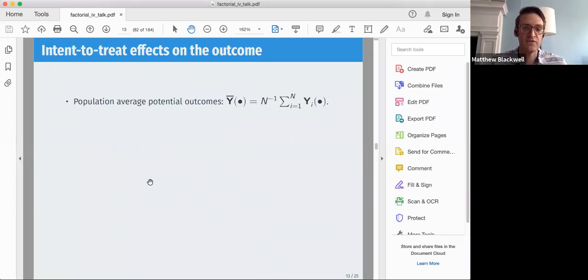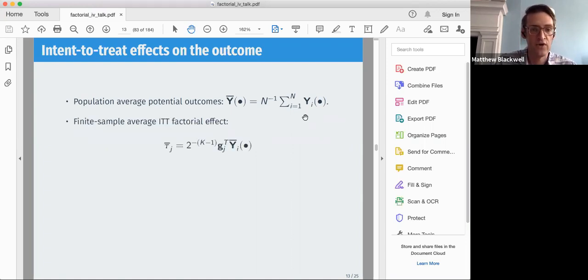Okay, so once we have these, we can define the quantities of interest, at least the intent to treat. We'll get the population average potential outcome, or the sample average, where the population is the population of our study, so all the people in our study. And then we define the finite sample average intent-to-treat factorial effects. It's a bit of a mouthful. These are just the tau sub j. So this is taking the average of those individual level causal effects.